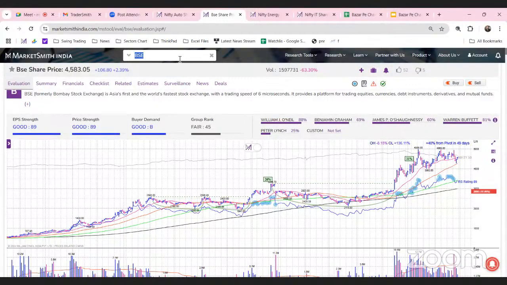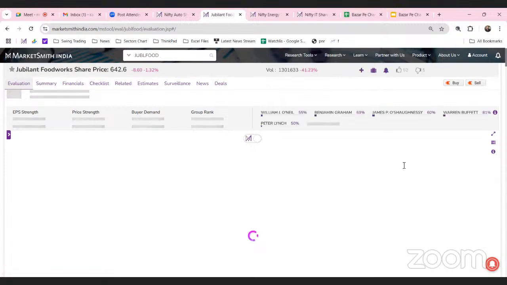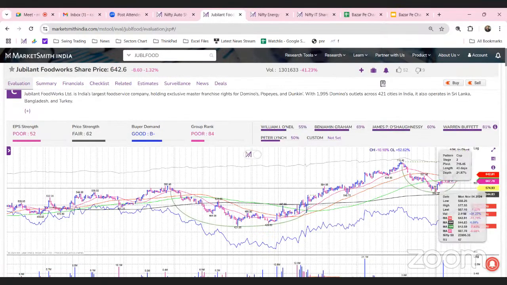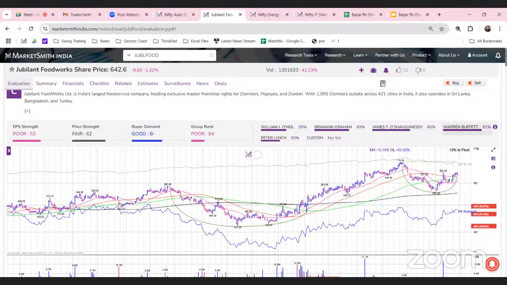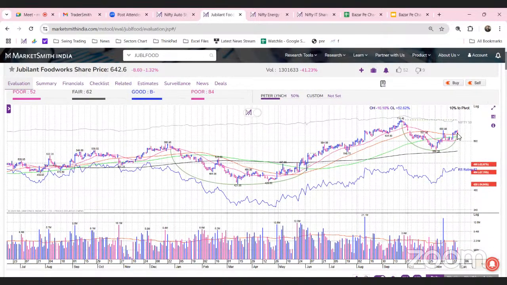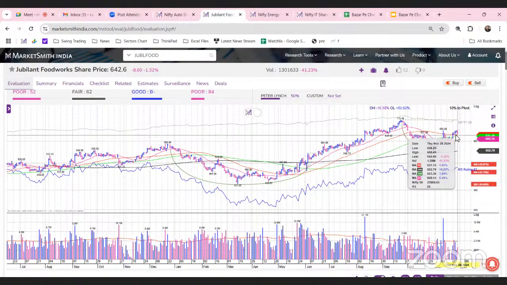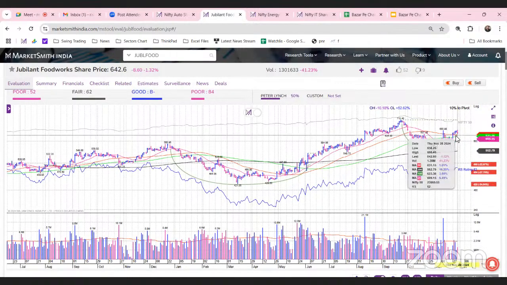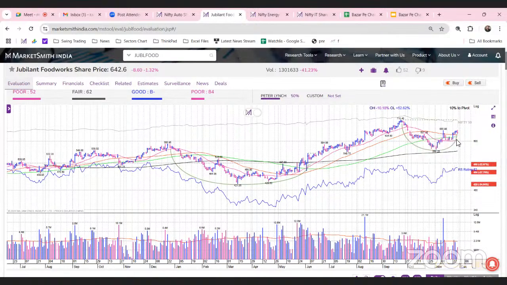Then Jubilant Foodworks, I guess. Jubilant Food is trending sideways. It is forming this pattern as well, a cup and handle pattern it seems. Let's see whether the breakout takes place or not. But overall sentiment has improved and it is trading above all its key moving averages. So we have to monitor it very carefully.